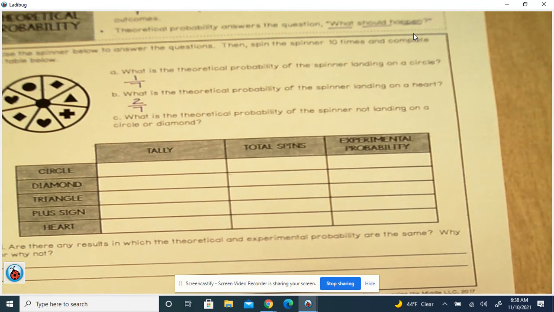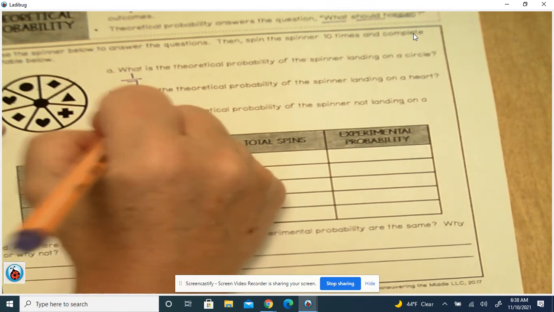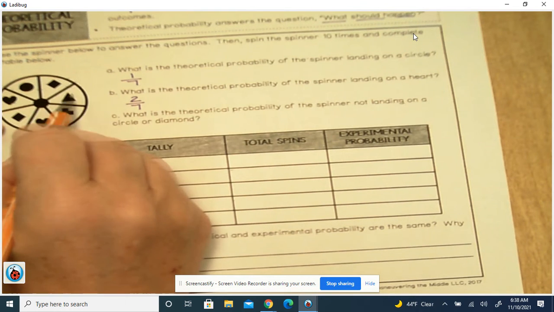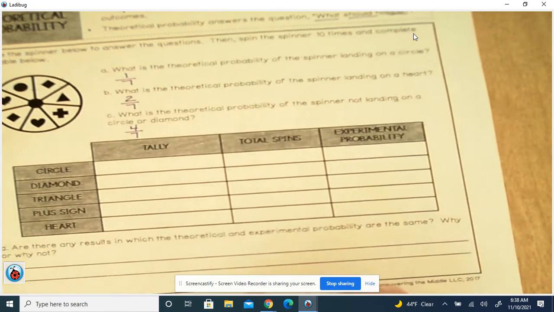What is the theoretical probability of the spinner not landing on a circle or a diamond? So if it's not landing on a circle or a diamond, that's 3, so that leaves 4, because we've got 1, 2, 3, 4. So 4 out of 7 there.